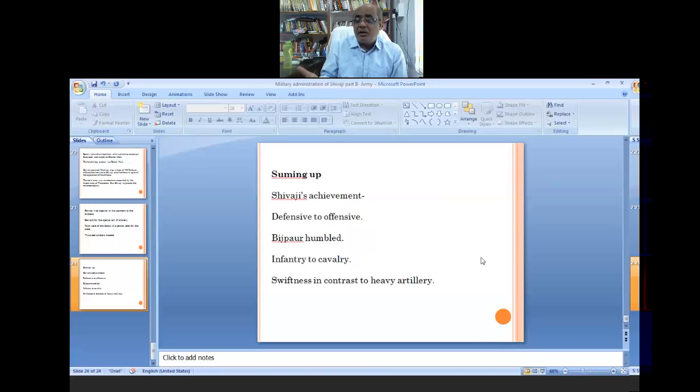Bijapur was humbled by him, and finally Bijapur had to ask for the support of Shivaji against the Mughals. That is how he moved from infantry to cavalry. But nevertheless, infantry continued to be important, as he had 1 lakh infantry at the time of his death. It was the swiftness of the cavalry that was the very great strength of the Maratha cavalry under Shivaji, which the Marathas later gave up.